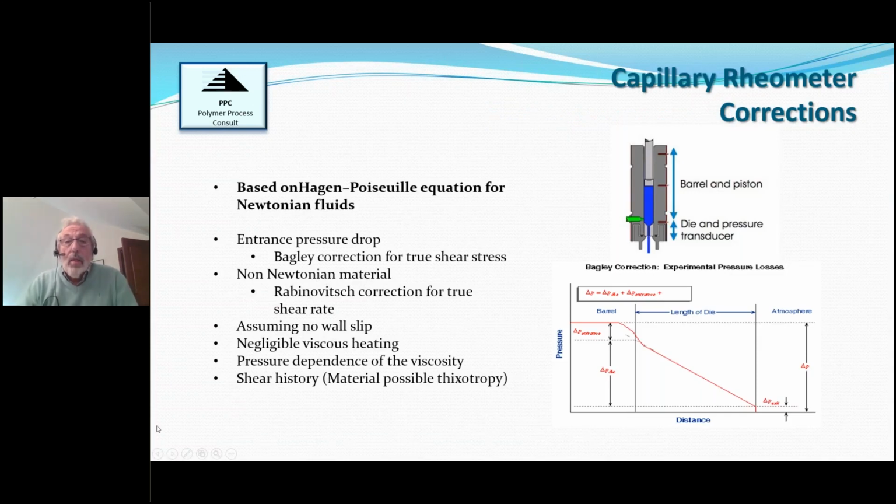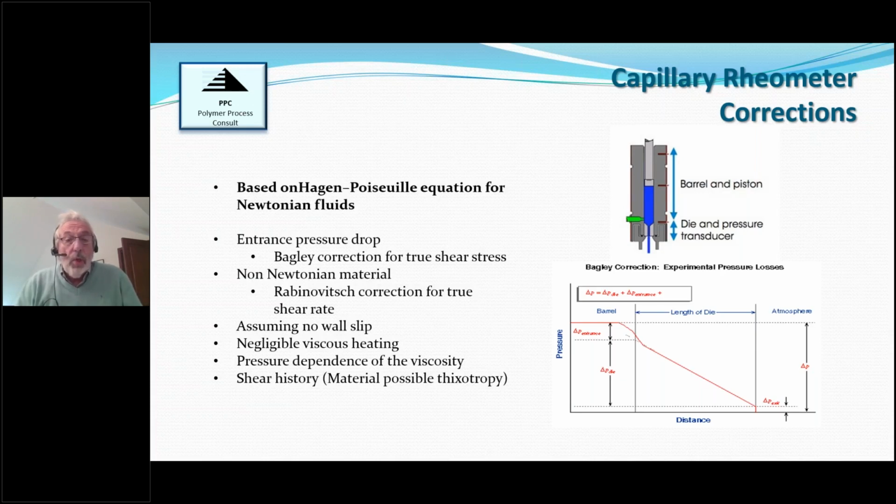Okay, so in the capillary rheometer, as we have seen, we need to perform a series of corrections, and this is due to the fact that all the equations which are used are based on the Hagen-Poiseuille equation for a Newtonian fluid. Now we have the graph of the capillary rheometer. We can see that it is based on the measurement of the difference in pressure between the entrance and the exit of a die. We can see from that diagram that the pressure sensor is a little bit higher than the entrance of the capillary. Therefore, it introduces an error.